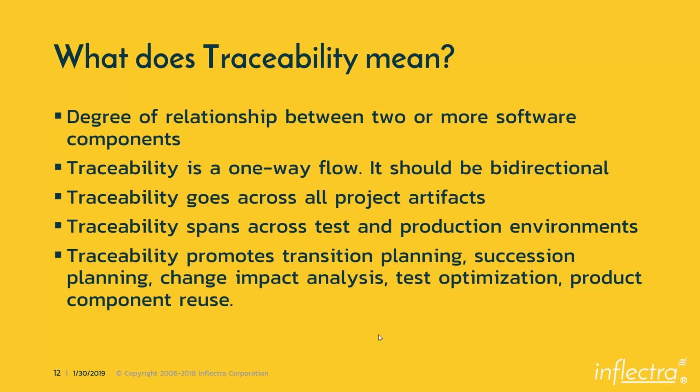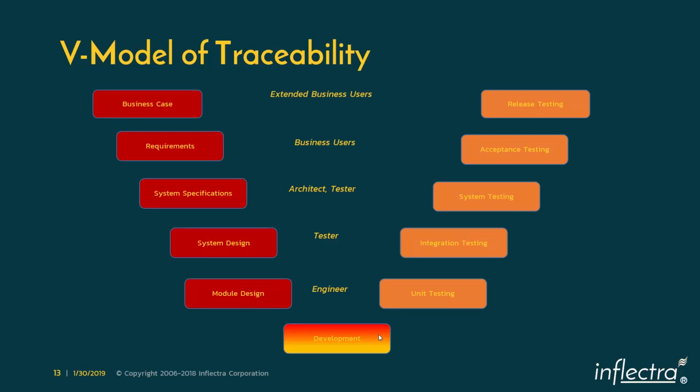Traceability is also related to the binary we have deployed to the test and production environments, and to the requirements behind the binary. Traceability therefore promotes a number of things such as transition planning, succession planning, change impact analysis, test optimization, and product component reuse. Now, to promote the tight traceable coupling across the project artifacts and different types of users interfacing with the product, the V model of software development incorporating verification and validation has been in place for several decades.